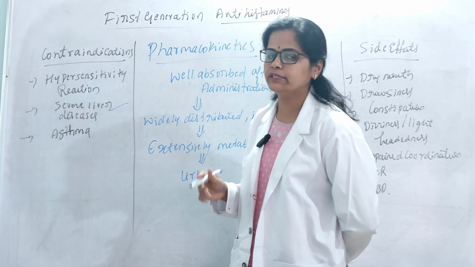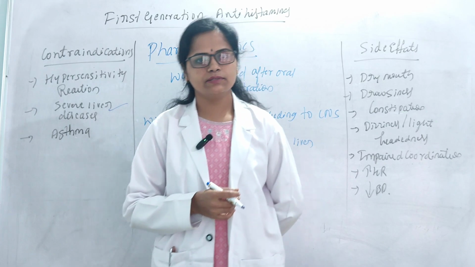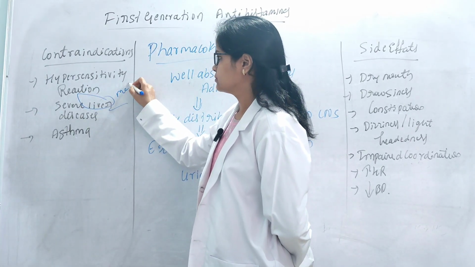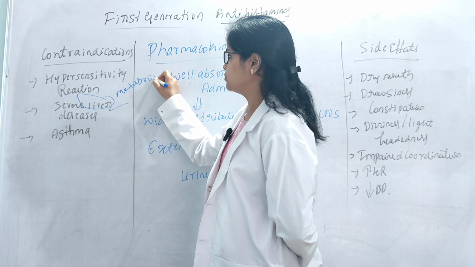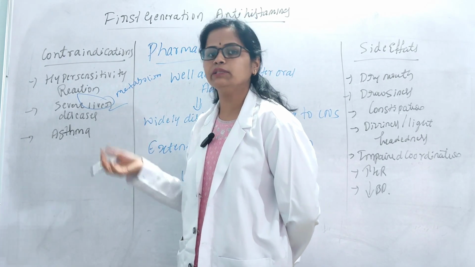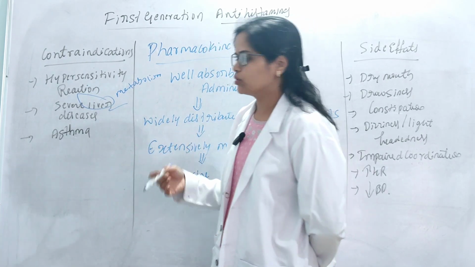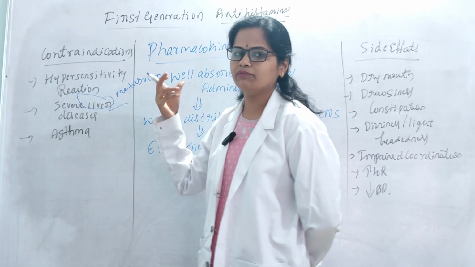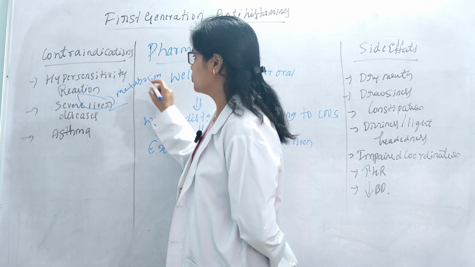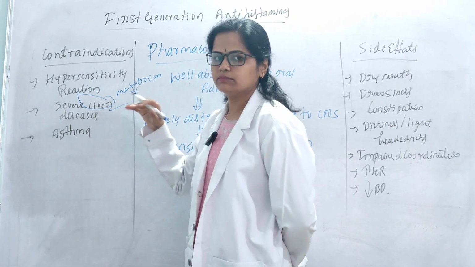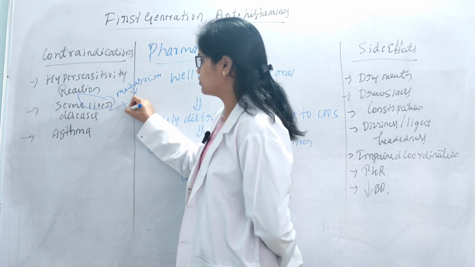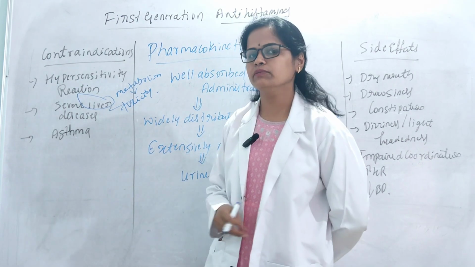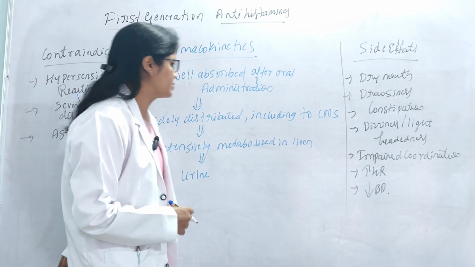Why we should not administer these drugs in severe liver diseases? Because metabolism usually occurs in the liver. If we administer these drugs for a prolonged period of time or during severe liver diseases, there is no metabolism. If there is no metabolism, the drug is going to settle in the liver, means it may cause liver toxicity or drug toxicity. Okay, and next, in severe asthmatic conditions we should not administer.